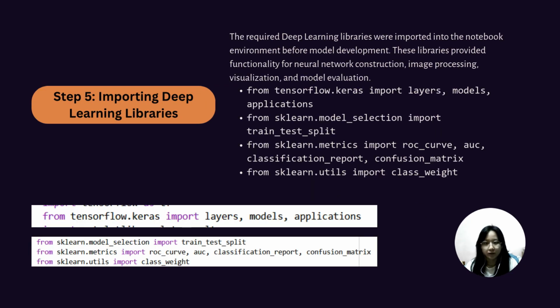After that, before building our model, we import the necessary deep learning libraries. From TensorFlow, we bring in modules for constructing the neural network. From scikit-learn, we import functions for splitting the dataset, evaluating the model, and handling class imbalance. Together, these libraries give us the functionality to design, train, and evaluate our deep learning model effectively.